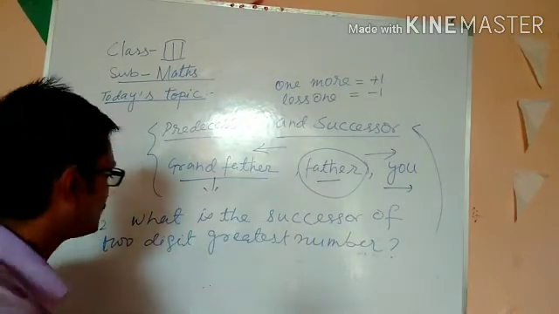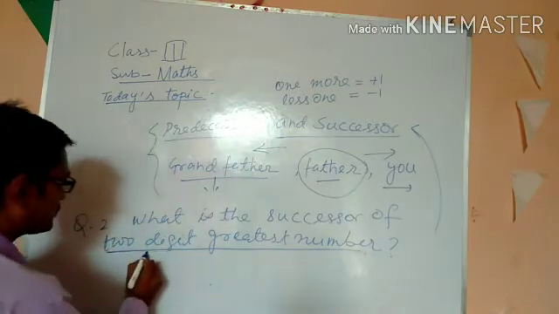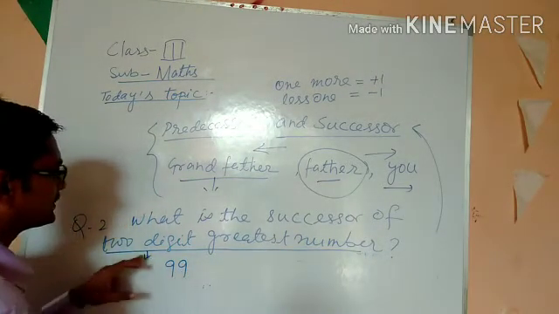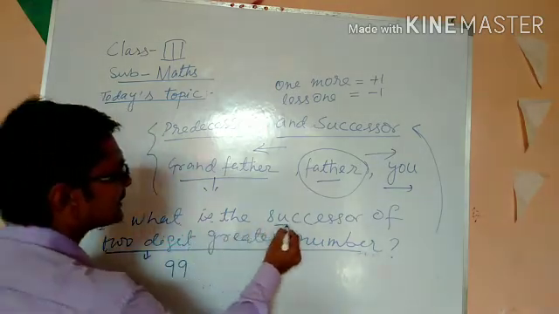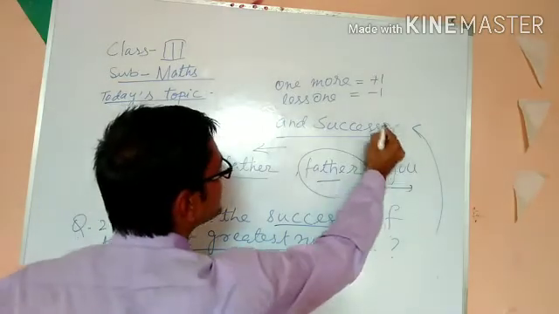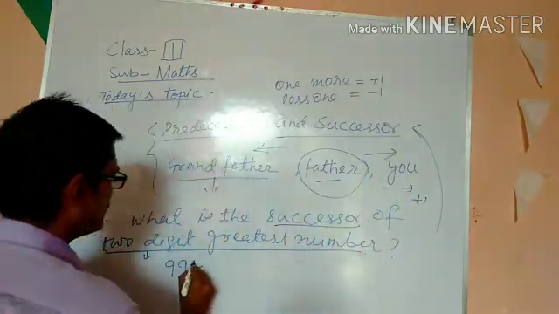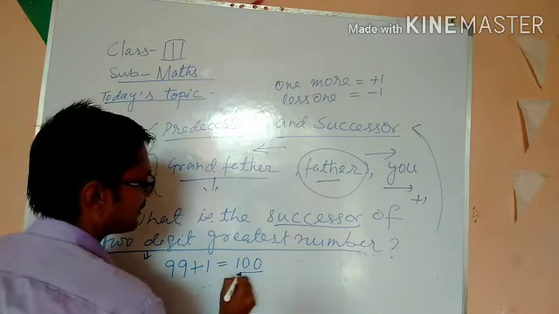Is it clear? So we have to first put the 2-digit greatest number. What will be the 2-digit greatest number here? 99. The 2-digit greatest number will be 99. Now what is the successor? Successor means plus 1. Then we have to add 1 and you will get 100.